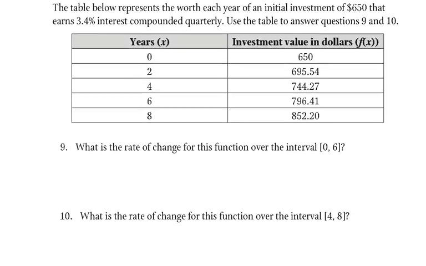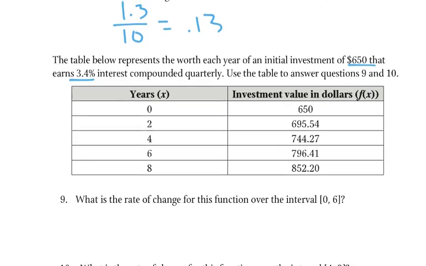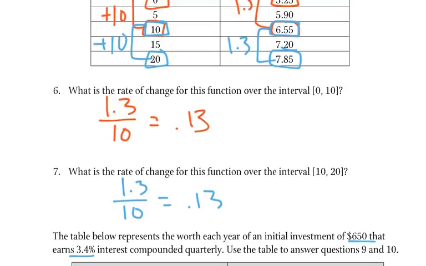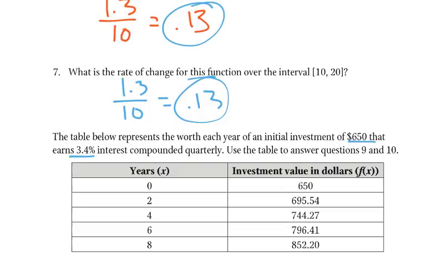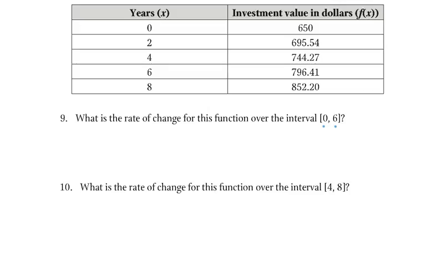Okay, the table below represents the worth each year of an initial investment of $6.50 that earns this interest. So doing the same thing, but this time with an exponential growth. And we should notice this linear has a constant growth. They end up being the same thing. This one probably won't. So 0 to 6. Our x's grow by 6.